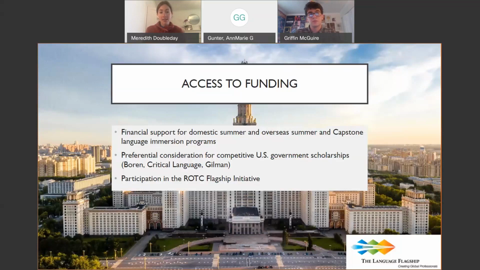We also have a very close working relationship with ROTC. There is an ROTC flagship initiative that supports students who are ROTC cadets and midshipmen who also participate in the program, since professional proficiency in a critical language like Russian is very important for ROTC cadets and midshipmen. So if you have students who are potentially interested in both of these things or one of these things, we definitely recommend connecting with us so we can connect you with one of our flagship students who is affiliated with ROTC, because there are incredible benefits for those students.